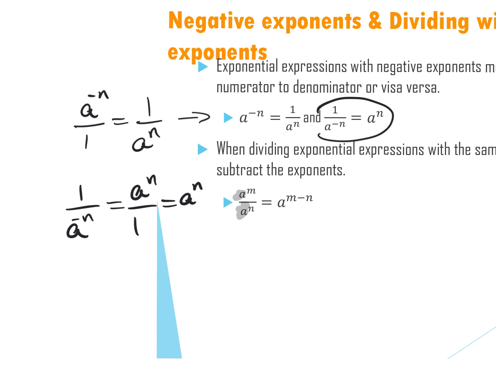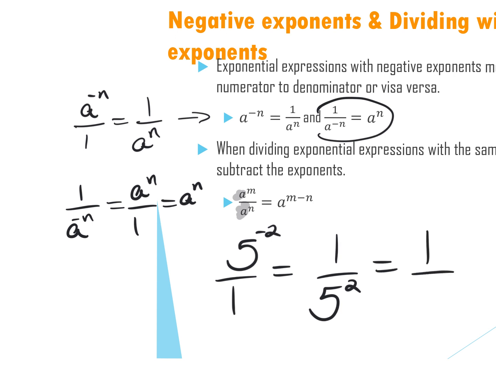So for example, let's say I have 5 raised to an exponent of negative 2. Now that negative 2 exponent does not make this negative. Remember, we're thinking reciprocal here, so if it helps you to put a 1 there, and then flip it upside down, and now make that exponent positive. And then you will have to evaluate what 5 to the second power is, and that becomes 1 over 25.